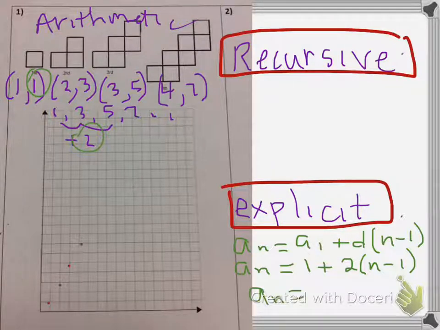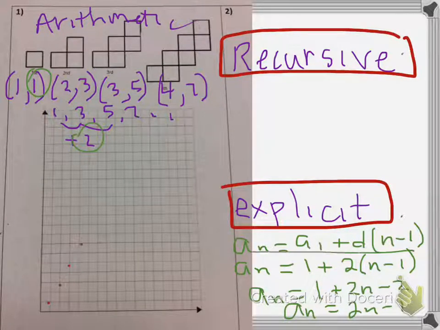So a sub n, if I wanted to simplify this, I'd have 1 plus 2n minus 2. Combine those like terms together, and you get a sub n equals 2n minus 1. So here's my original formula if I plug it in right there, and here it is simplified.